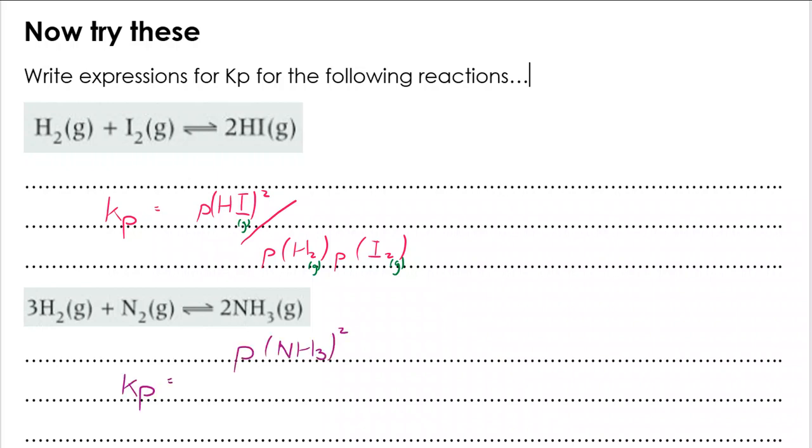Well, Kp is pressure of NH3, and that's squared because I've got 2 NH3 that you can see here, and I am dividing by H2 cubed because I've got 3 H2, and N2, no power there because it's 1 mole of N2. Once again, I'm adding the state symbols. This is the gas constant, the pressure constant, so they are all G.